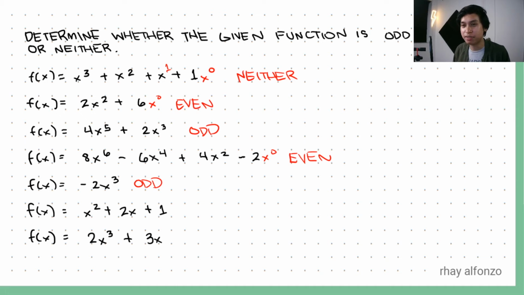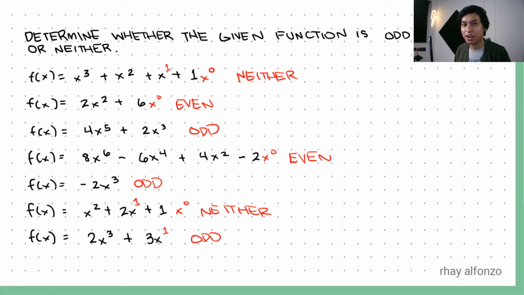So here we have x squared plus 2x plus 1. So 2, 1, and 0. So not everything is odd, not everything is even. This one is neither even nor odd. And lastly, we have 2x cubed plus 3x. So we have 3 and 1. So the exponents of x are 3 and 1. Therefore, this function is odd.